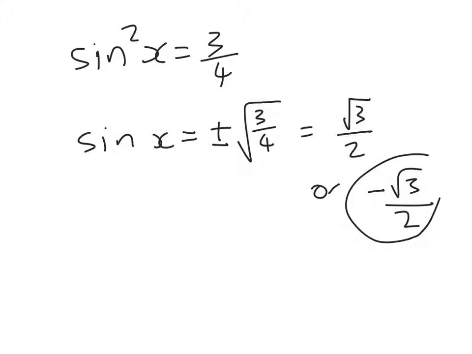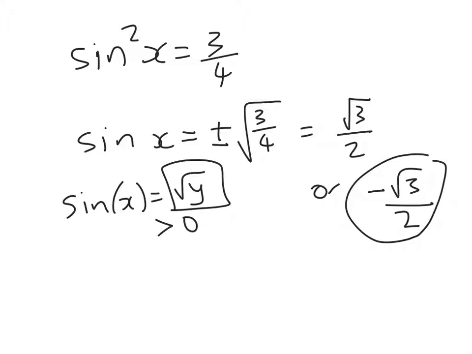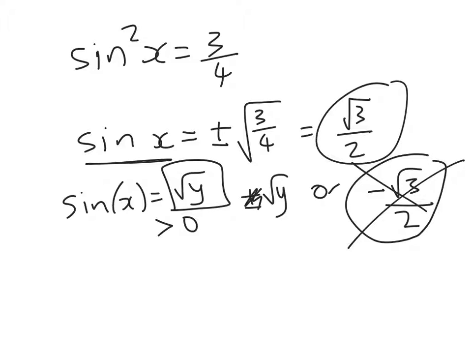We need to think a bit more about this one though, because we've got sine of x is equal to the square root of y. So sine of x must be greater than 0, because square root of y means the positive square root of y. We're not told this. Okay, so that's not a solution. So what we're down to is just that sine of x is equal to root 3 on 2. So let's think about what our solutions are to that.